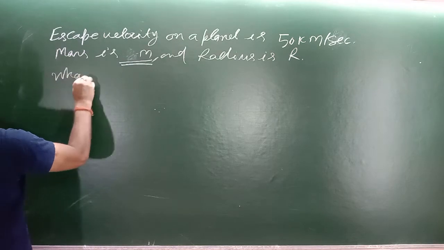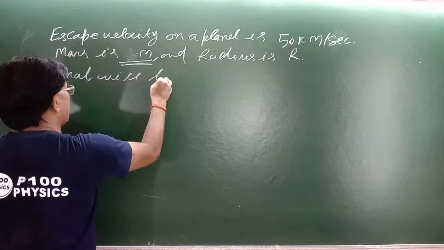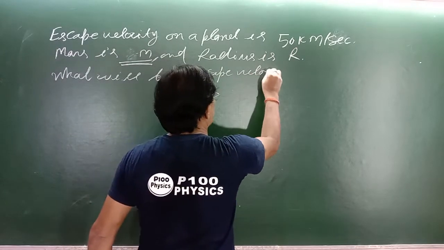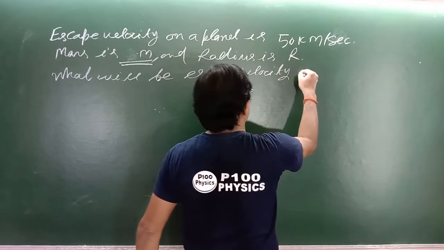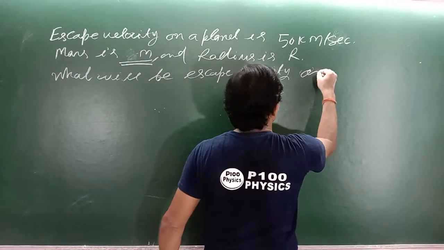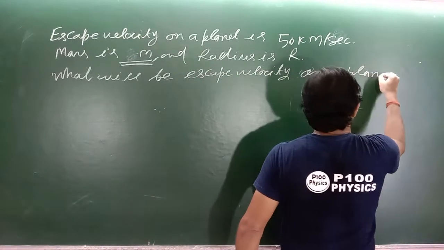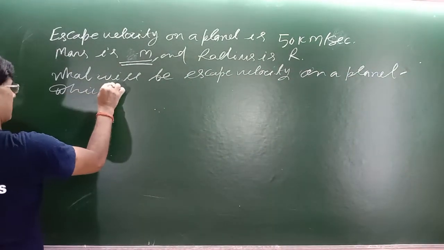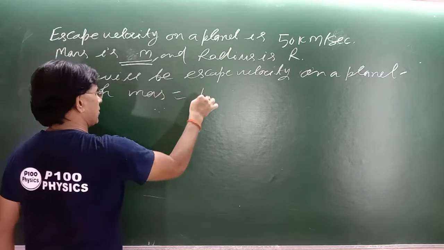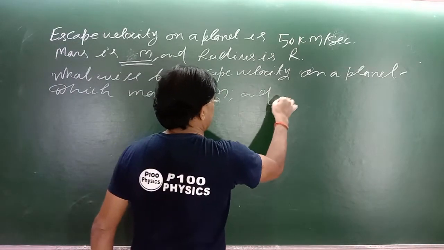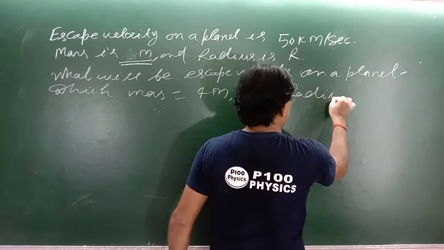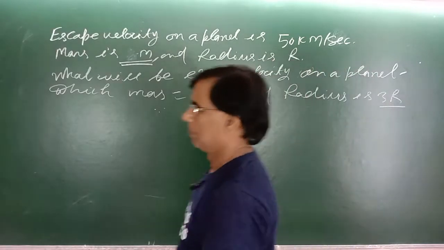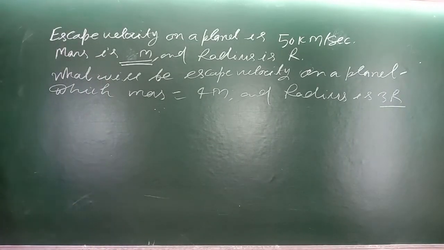What will be the escape velocity on a planet which has mass equal to 4m and radius 3r? Try to solve. Most important.